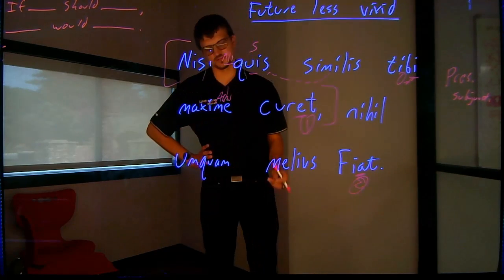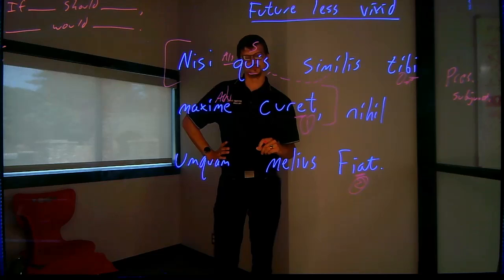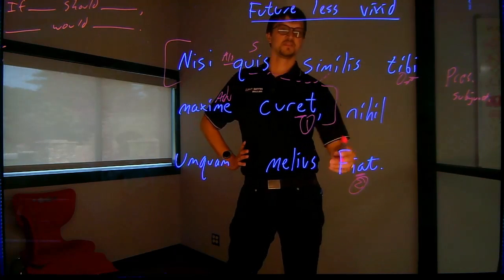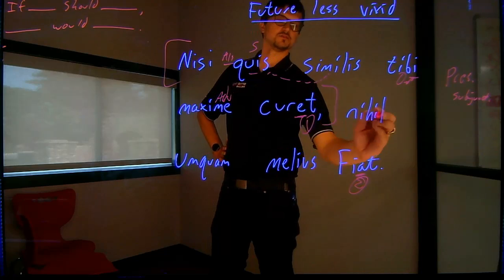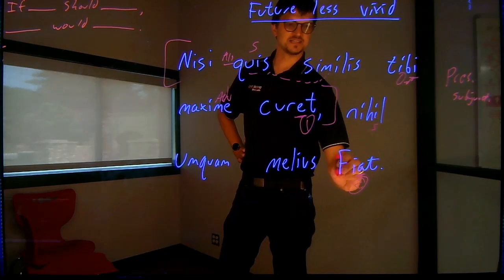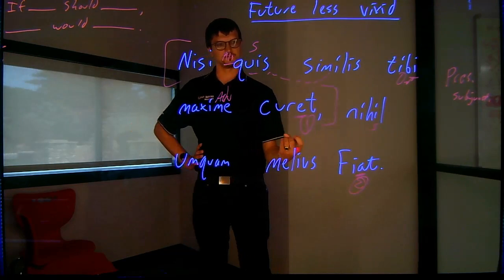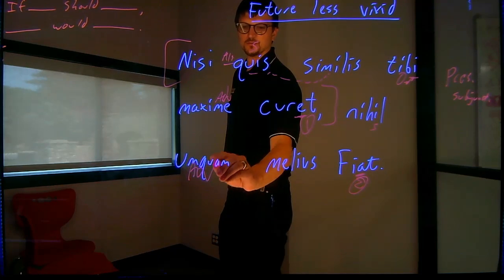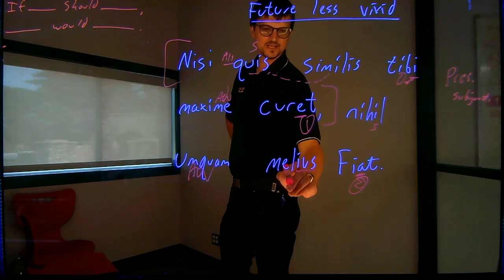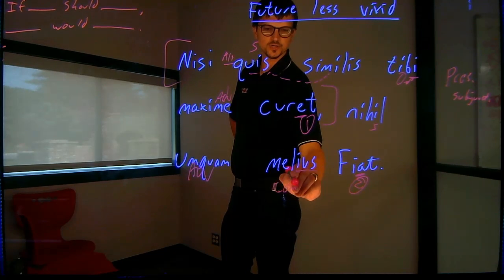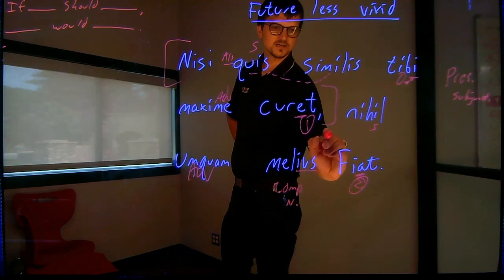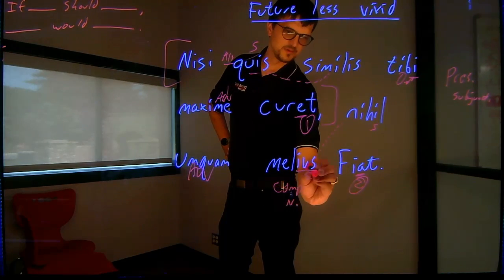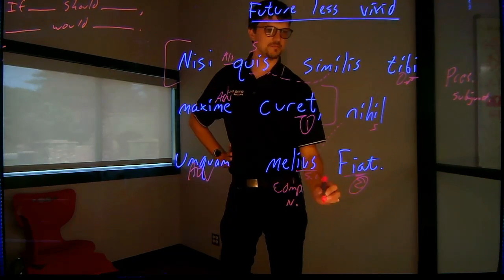And then curet, which means to care a lot about something or somebody. And then we have nihil, umquam. So nihil, we're going to treat that like a subject. It's indeclinable, so you don't really do much with that anyway in terms of form. And then umquam is an adverb, means ever. And then melius, the ius, is a comparative neuter, which is going kind of with melius. But it's actually going to be with the subject complement here because of fiat, to happen or become.